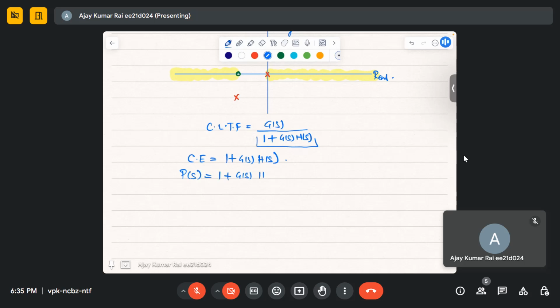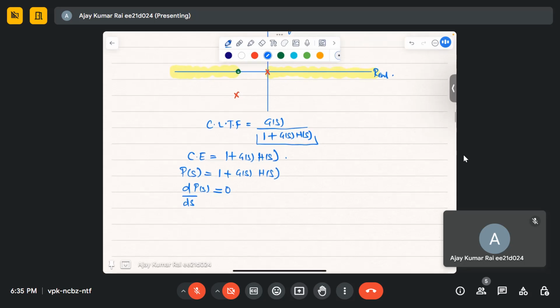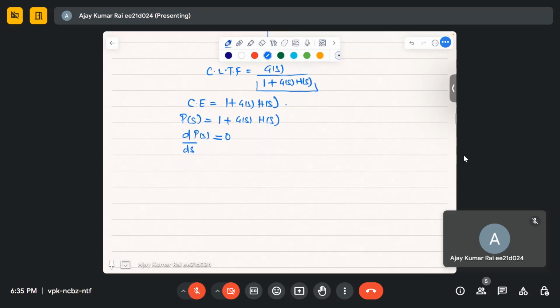So how to calculate the break-in and breakaway points? What we used to do is differentiate this. If you differentiate this and put that equal to 0 and find out the value of s, that value of s is the breakaway or break-in point. So let's do that.